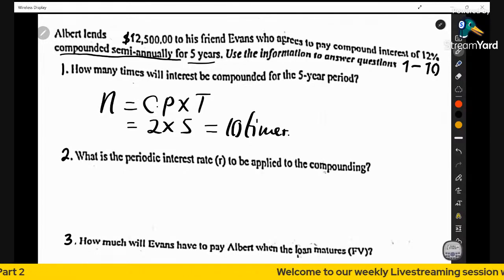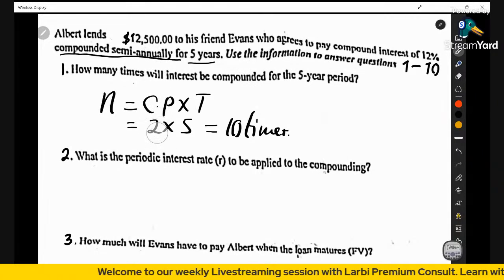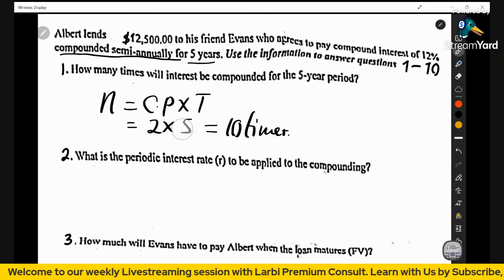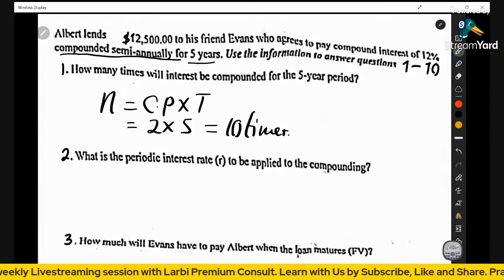If we were to compound quarterly, then the compounding period should be 4 rather. 4 multiplied by 5, you would have gotten 20 times in that case. So let's take note of that.